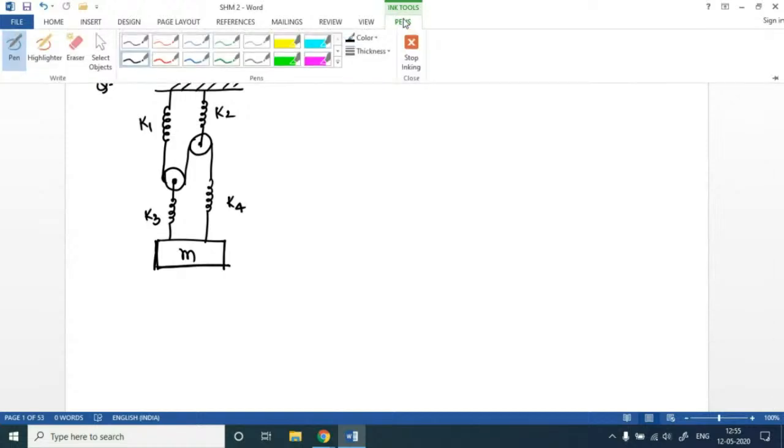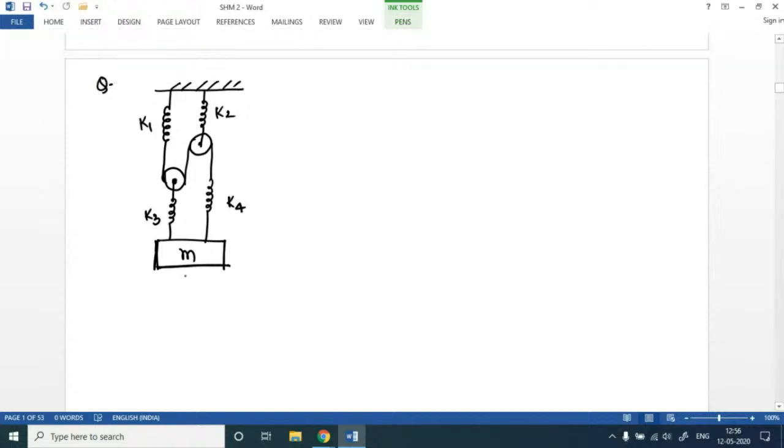So what do we have to do? The first thing we need to do is displace this block slightly by some x. In that case, all of these springs will be stretching a little. So let's say this would be x1, this would be x2, this would be x3, and this would be x4. These are the elongations in all these springs respectively. Here we want to relate x1, x2, x3, x4, and x. So we want to write a constraint relationship.